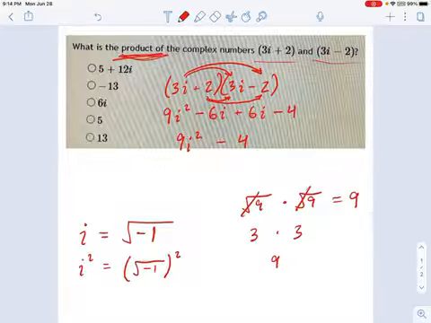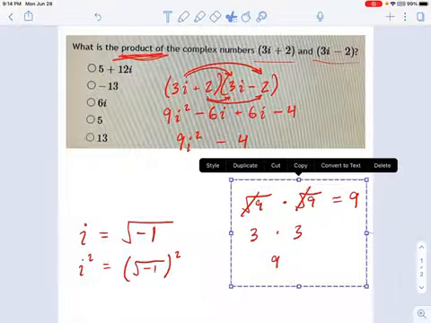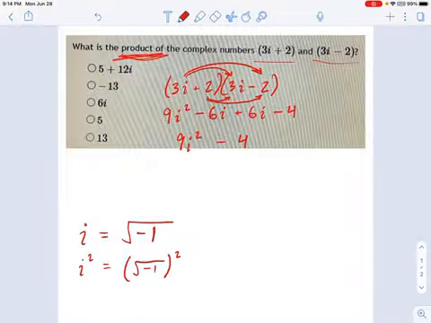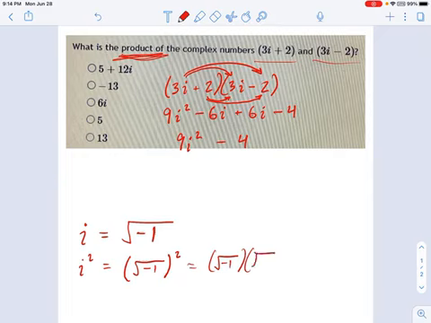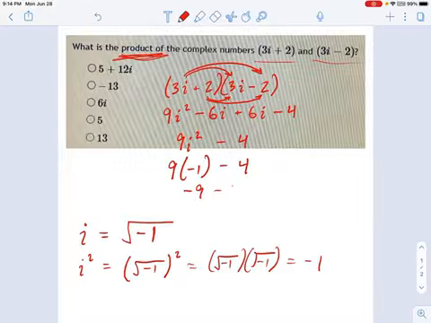So, just like the square root of 9 times the square root of 9 is 9, that means the square root of -1 times the square root of -1 is -1. So i squared is -1. That means this is 9 times -1 minus 4, which means -9 minus 4, which is -13. Okay, and there's my answer right there.